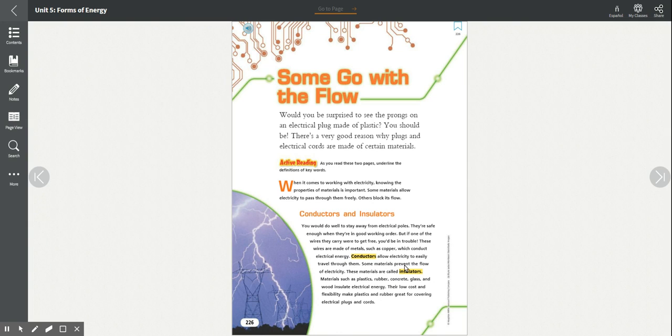Some materials prevent the flow of electricity. I'm pausing so you can highlight or underline it. These materials are called insulators. Materials such as plastics, rubber, concrete, glass, and wood insulate electrical energy. Their low cost and flexibility makes plastics and rubber great for covering electrical plugs and cords.